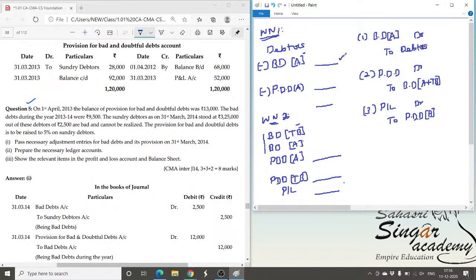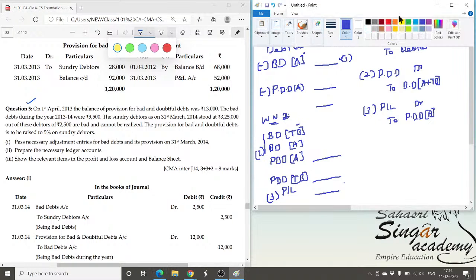So entry number 1 relates to this one. This is number 1. Number 2 is the adjustment of these two in the PDD account. Number 3 is the amount created by debiting the P&L account to create and maintain the PDD to the extent required. I hope you could now understand the structure here. With this small structure, let me proceed here to fill all these things. Okay, wait.